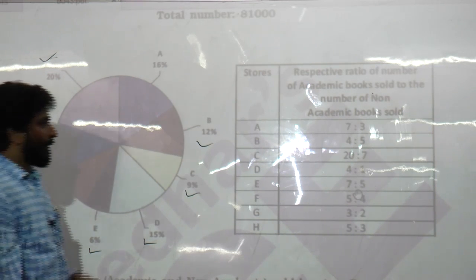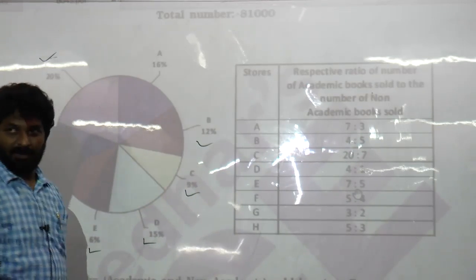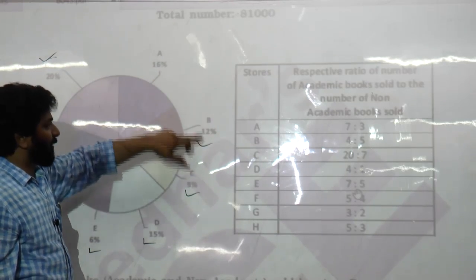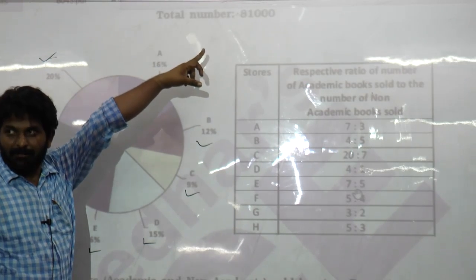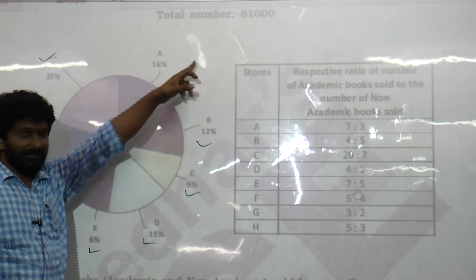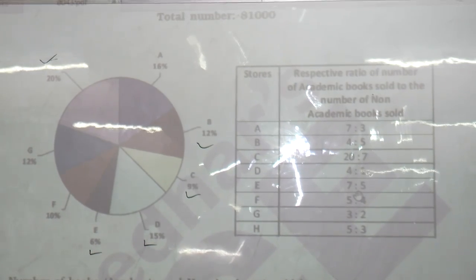Fine. It's 12%. How many parts we have? 9 parts. 12 is not a direct multiple of 9, right? So you need to calculate 12% of that number. So this is about academic or non-academic? Non-academic. 5 by 9 into 12% of 81,000.